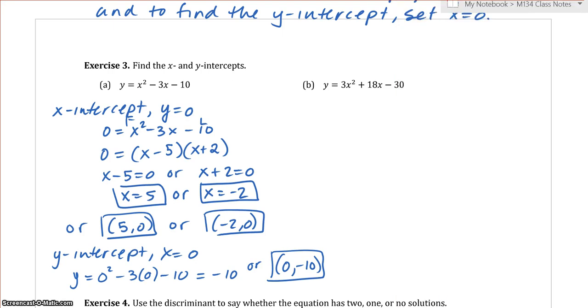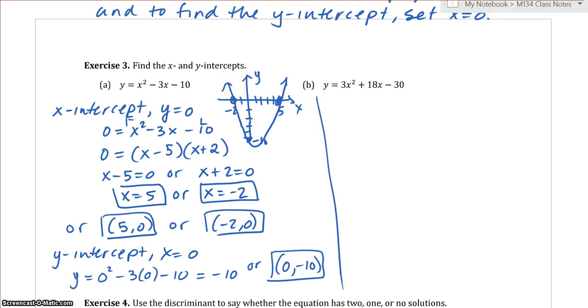So we actually can graph this very easily, right? -2, 5, maybe -10 down here, 2, 4, 6, 8, 10. That's a point. That's a point. So these are the two x-intercepts. That's the y-intercept. And you can have a nice little graph. So now you go ahead and try part B. Find the x and y intercepts. Pause it, come back, and then you can see the solution.